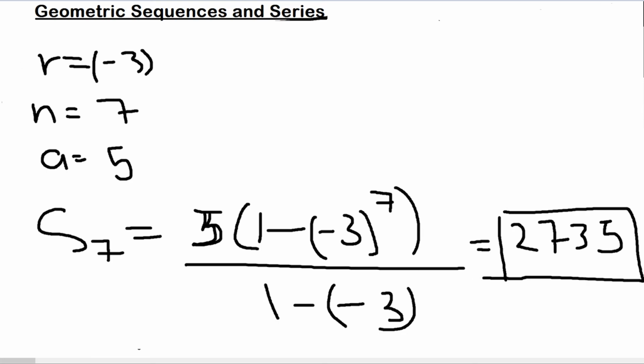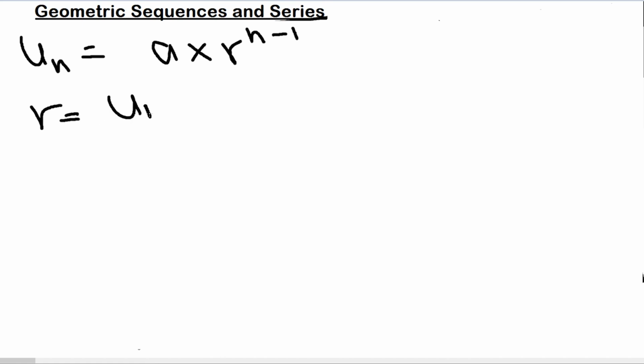So this is essentially just the summary of geometric sequences and series. Let me just go over the lesson really quickly. The nth term of a geometric sequence is given as the first term, which is denoted by a, multiplied by r to the power of n minus 1. r can be calculated by u to the power of n, un, the nth term, divided by the term that precedes it.